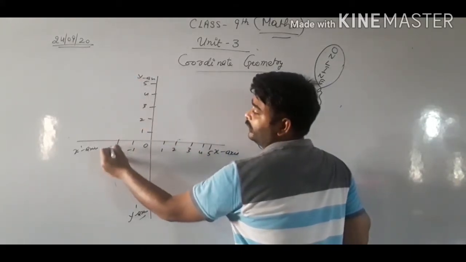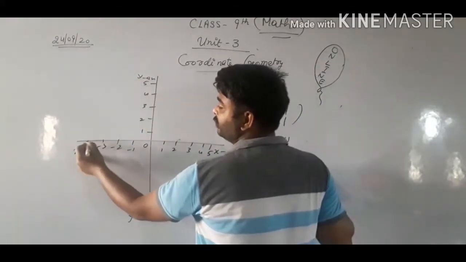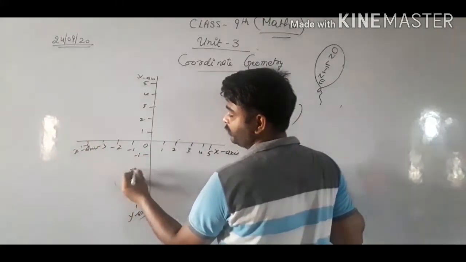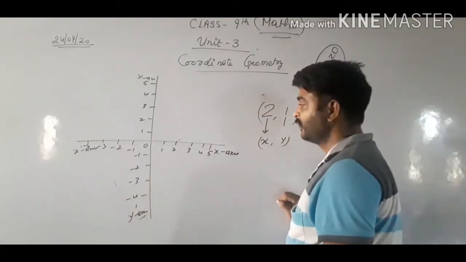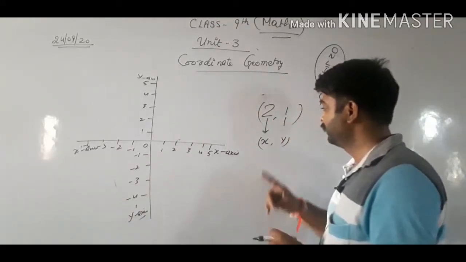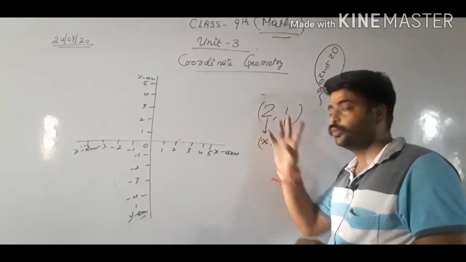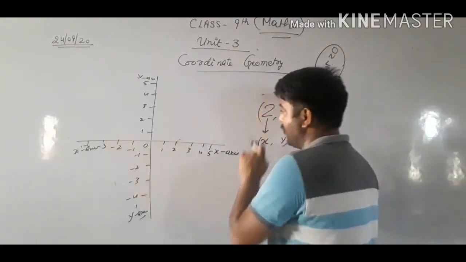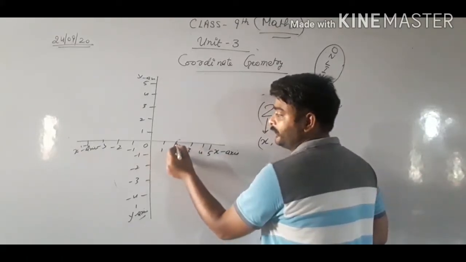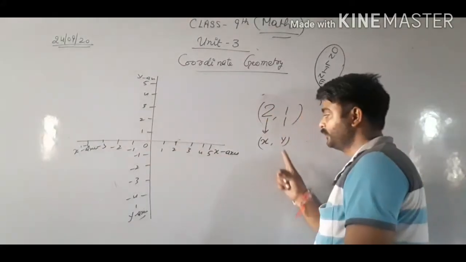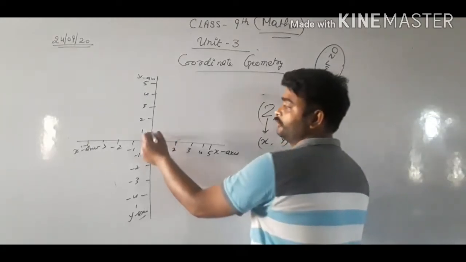It is minus 1, minus 2, minus 3, minus 4, minus 1, minus 2, minus 3 and minus 4. Any doubt till here? Now class, what is the point? That x is 2. Where is x? This is x and there is a plus sign, so plus is here. This one is the plus part. So 2 is here. What is the y? Y is 1. This is y.